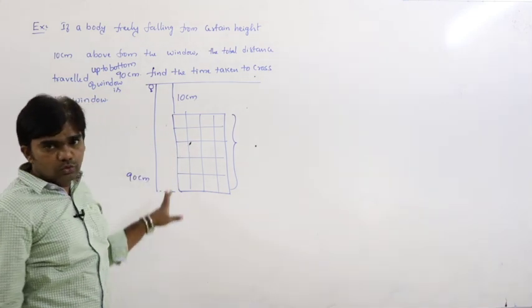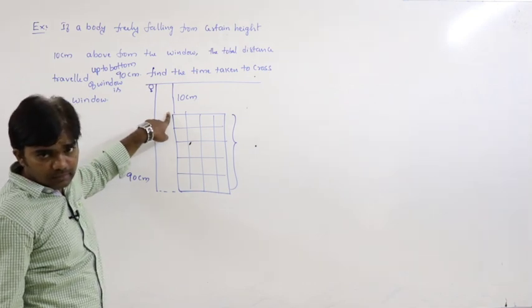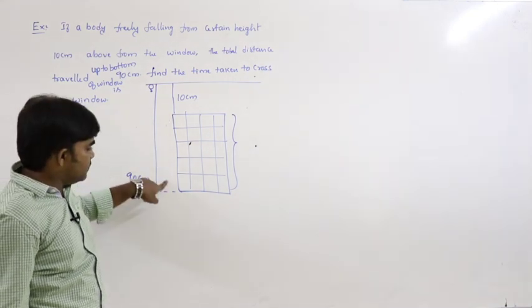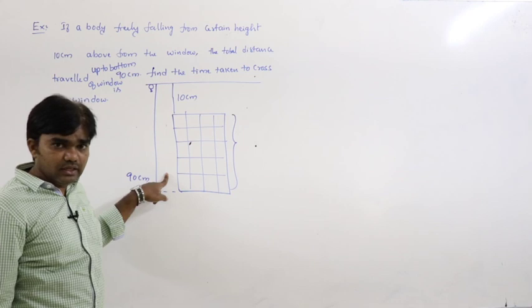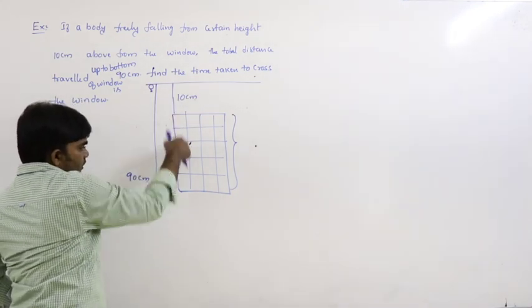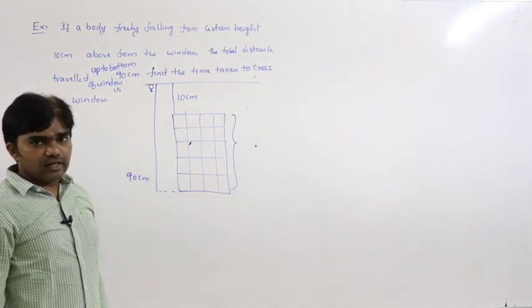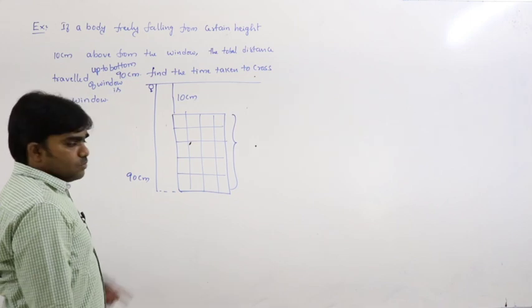So, S equals ut plus half at square. Here we can calculate the velocity using S equals ut plus half at square. By using that equation, we know the S value. This is 10 and this is 90. The width of the window is 80 centimeters. Based on that equation we can calculate.